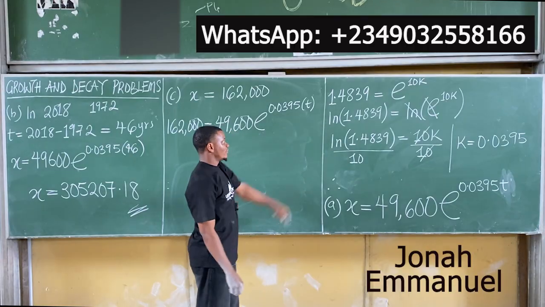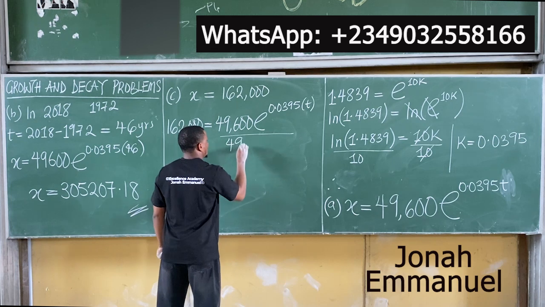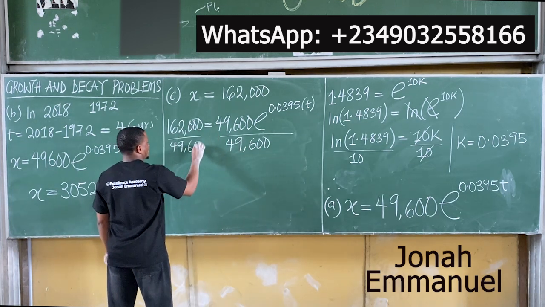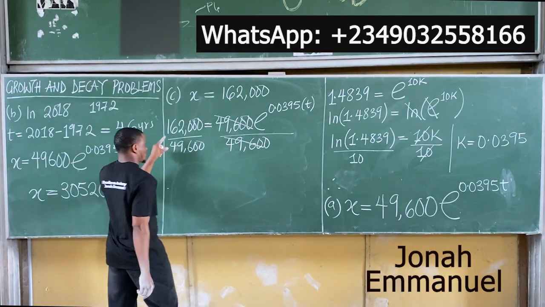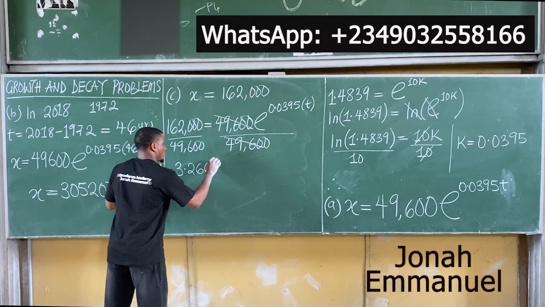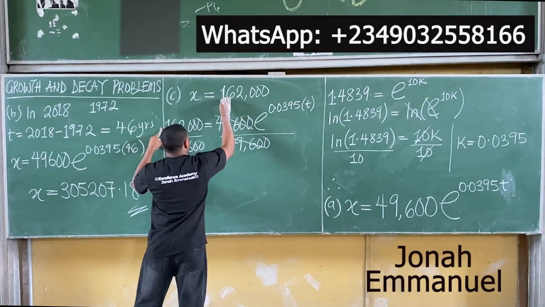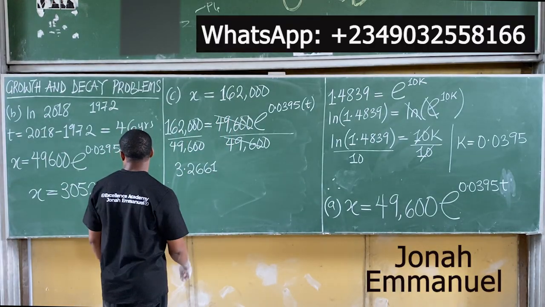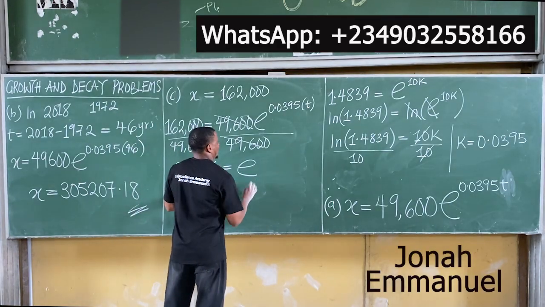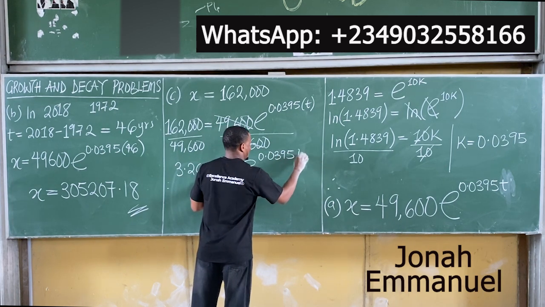Please, this is times t, not of t. To get this, we have to first of all divide here by 49,600. Divide here by 49,600. This cancels this. Please give me the value of this. 3.2661 is equal to exponential 0.0395t.